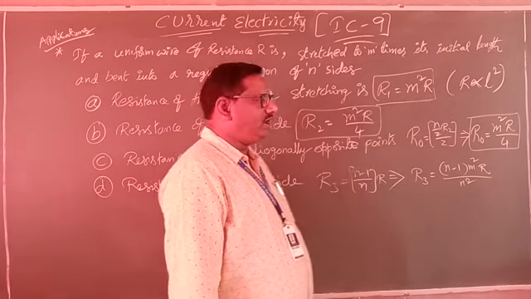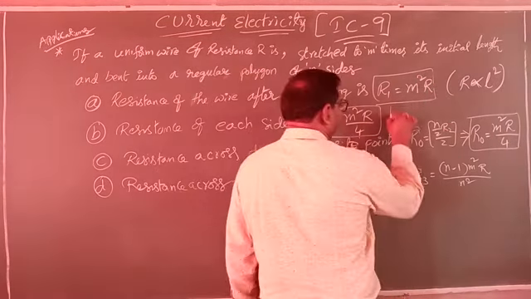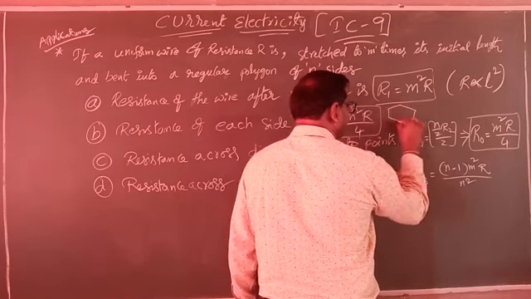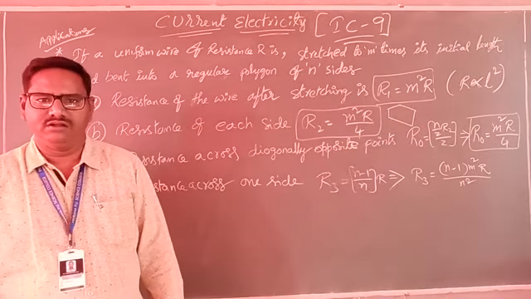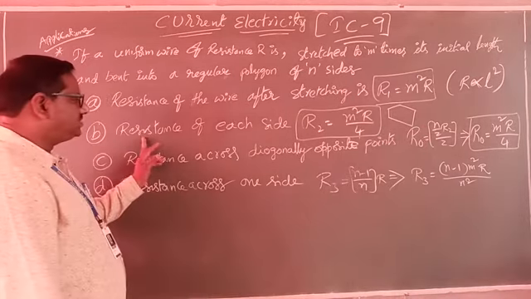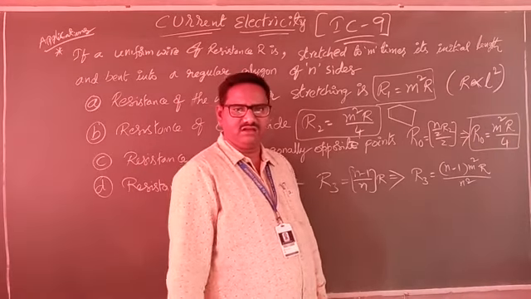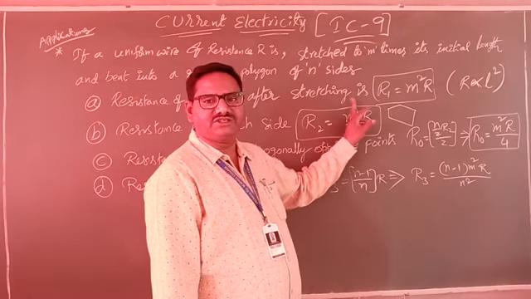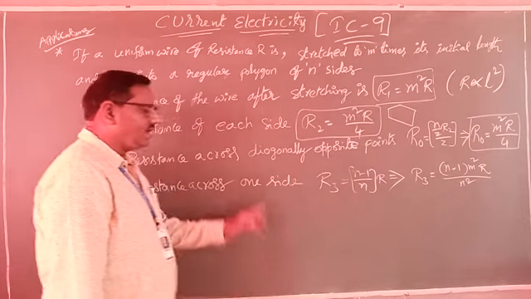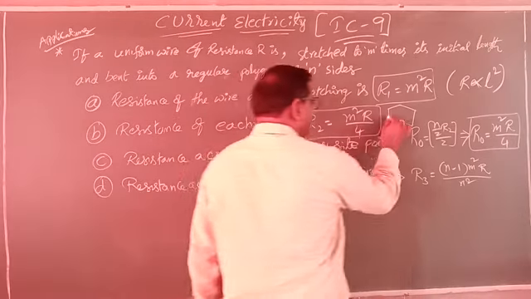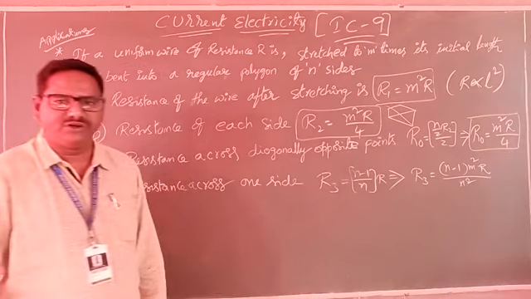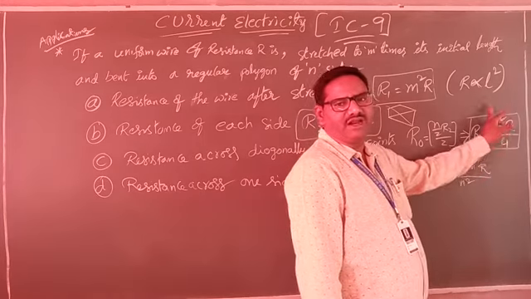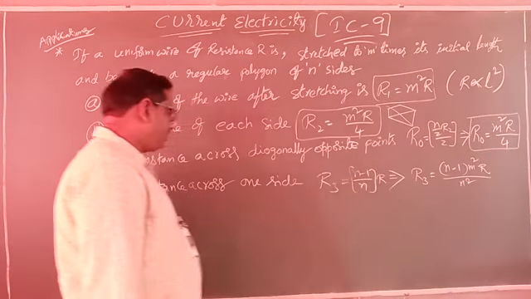Clear? Polygon means a shape like this. Okay, maybe it will look like this one. Similarly, the resistance of each side, any one side, will be treated as R2. R2 equals m square R by n. Similarly, opposite diagonals. Opposite diagonal means like this. If you take opposite diagonals, then the effective resistance R0 equals m square R by 4. Clear? And one more.